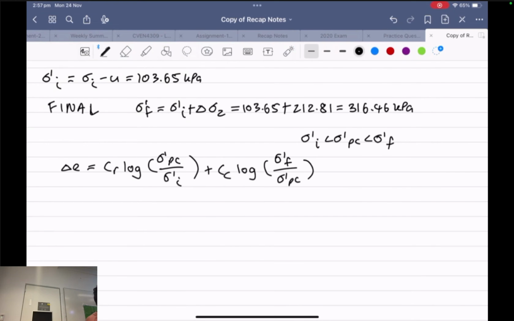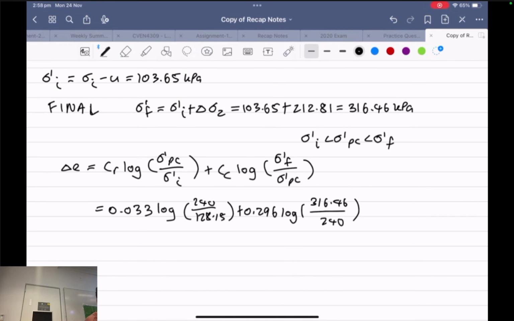Yeah. So using that, CR we calculated to be 0.033 log 240 over 128.15 plus 0.296 log 316 over 240, which is equal to 0.045. So that's your delta E.